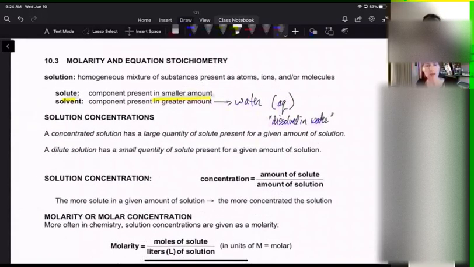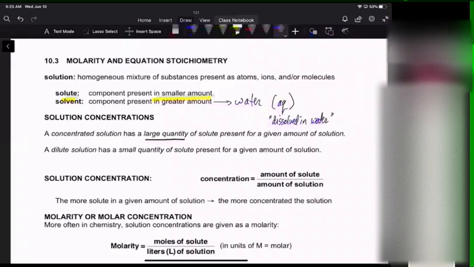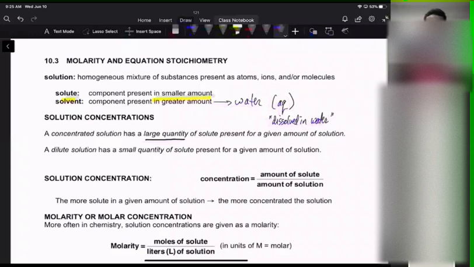And we can talk about a concentrated solution. That is something that has a large amount of solute. For example, if your coffee is just too strong, or if you have lemonade that's very sour, too much lemon, that would be a concentrated amount. A dilute solution has just a little bit of solute. So that might be a drink mix that doesn't have enough of your flavoring. So dilute has a small quantity of solute.